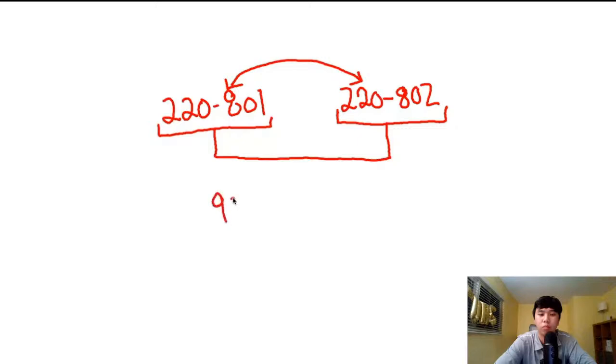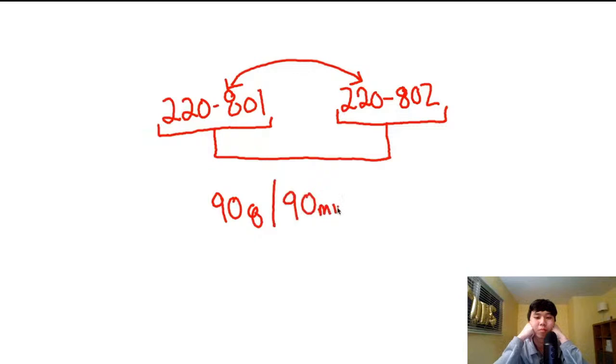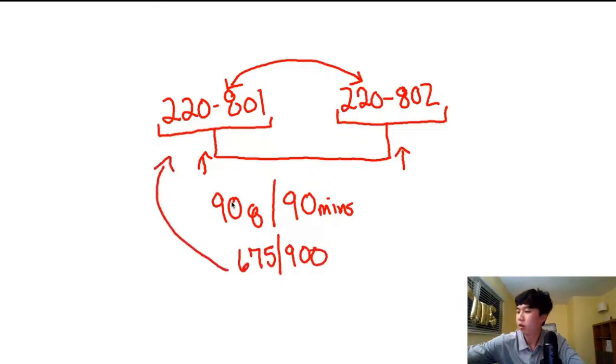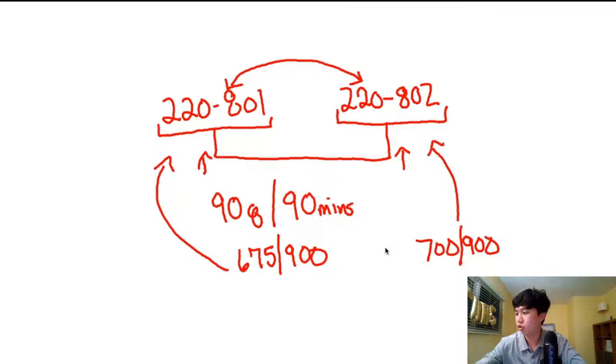Each test consists of about 90 questions, and you have about 90 minutes to complete them. Some people find the 801 test easier, some people find 802. To me, they're basically the same. The only difference is you need a 675 out of 900 for the 801 exam, and you need a 700 out of 900 for the 802 exam. So the passing rate is slightly higher. That being said, I'm expecting most of you to get in the 800 realm after we finish this course.